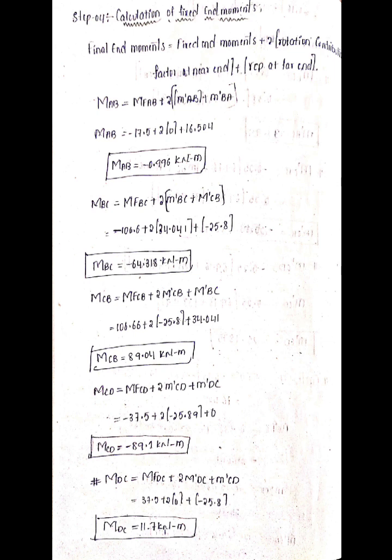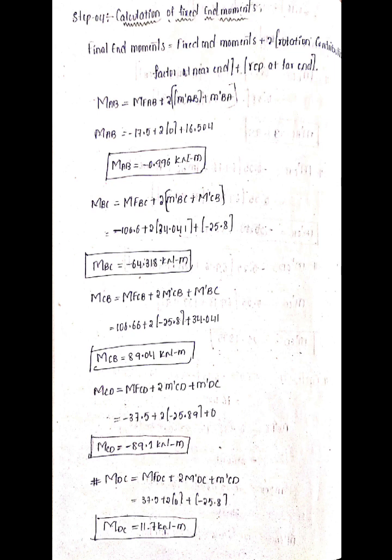How many cycles do we have to do? Until we get the same values. In cycle 3 and cycle 4 we got M dash AB, M dash BC, all the values almost similar. So then we can stop the iteration process. Then we take them as the final M dash values, meaning rotational components, not final end moments. Now in step 4 we will calculate the final end moments.